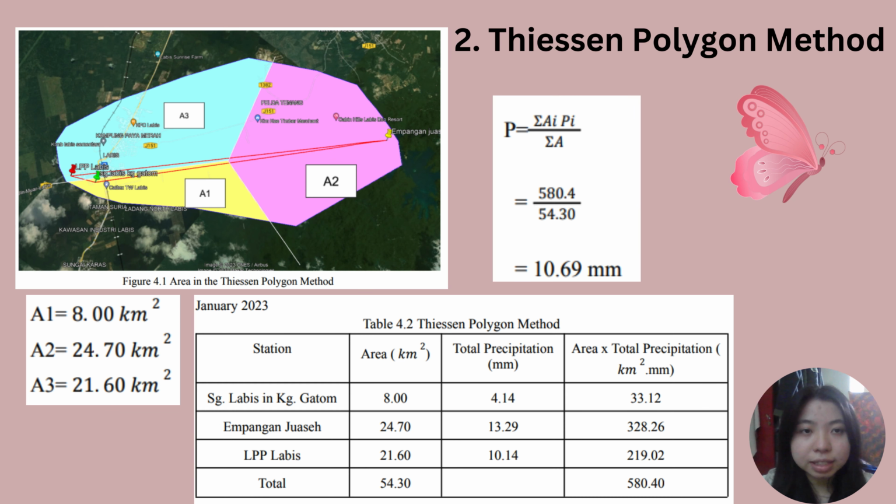The second method is the Thiessen polygon method. First of all, we find the catchment area by using Google Earth Pro. We found that A1 is equal to 8 km², A2 is equal to 24.7 km², and A3 is equal to 21.6 km². The total area is equal to 54.3 km². Then, the area is multiplied with the total precipitation. The total is equal to 580.4 km² mm. Then we substitute all these values into the Thiessen polygon formula. We found that the precipitation is 10.69 mm.